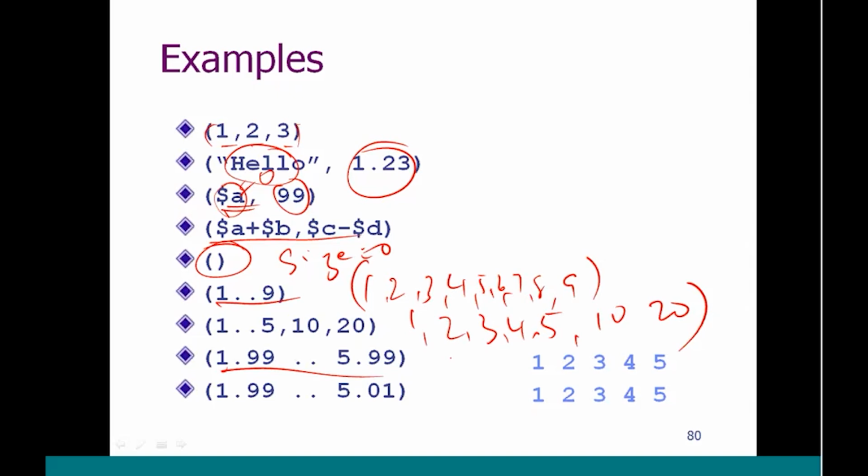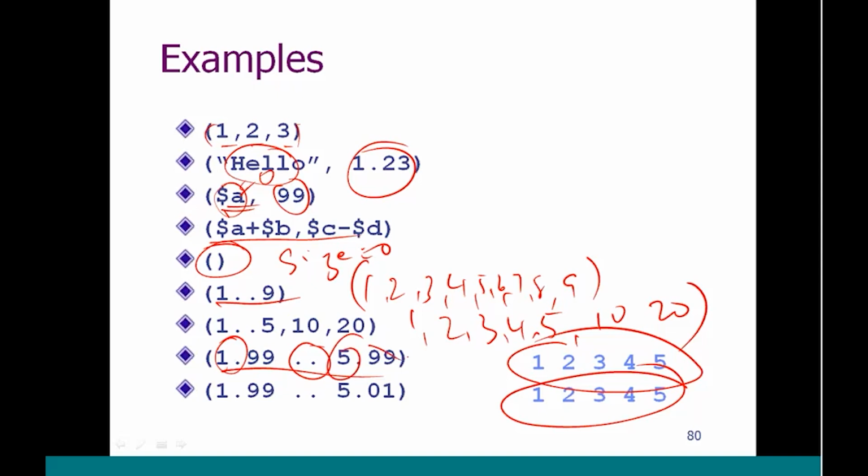Again, we will talk about the rules as to how this array is defined. But essentially it will be 1, 2, 3, 4, 5, and even for this one it is 1, 2, 3, 4, 5, because it only takes the integer from the first and increments 1 at a time until it reaches the final number. So these will be ignored, this will be ignored, all of this will be ignored.